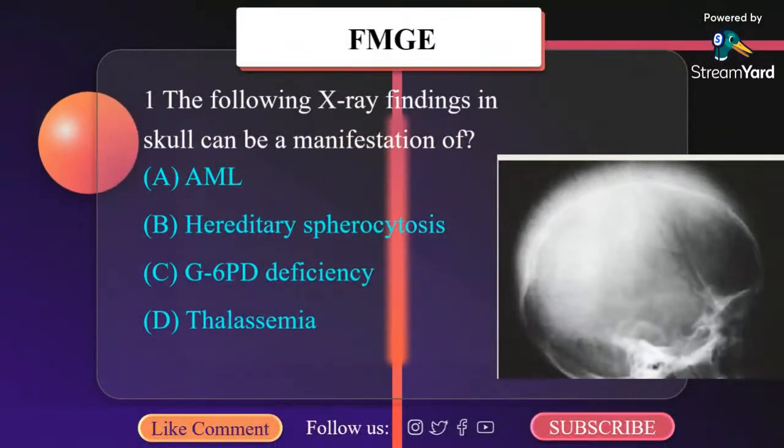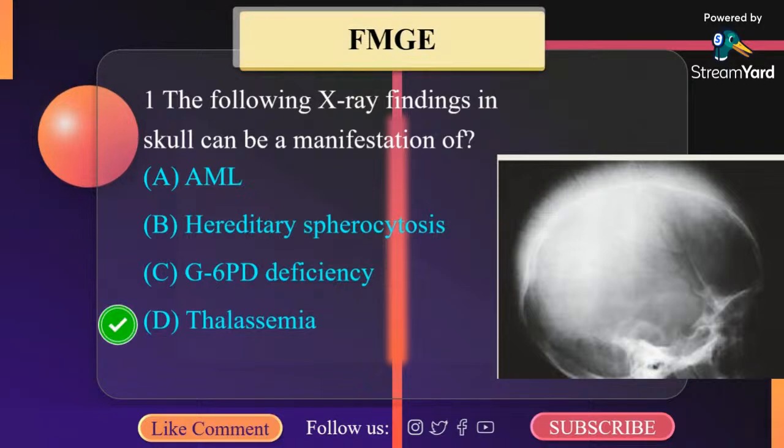The following X-ray finding in the skull is a manifestation of A. AML, B. Hereditary spherocytosis, C. G6PD deficiency, D. Thalassemia. Well, it is thalassemia. You can see hair on end appearance.